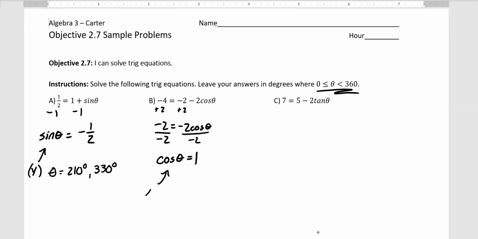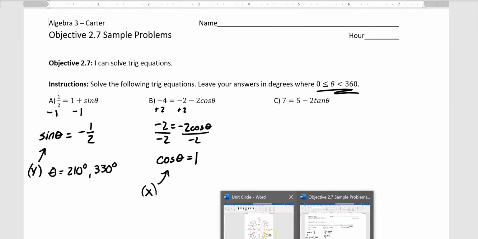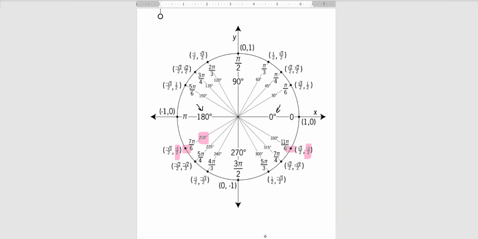Remember that cosine is the x value, so I want to find where the x value on our unit circle is 1. I actually know that one off the top of my head. There's only one spot where that occurs, right? So this is a situation where we are only going to have one solution, because there's only one spot where cosine of theta equals 1, and that is at 0 degrees right there.